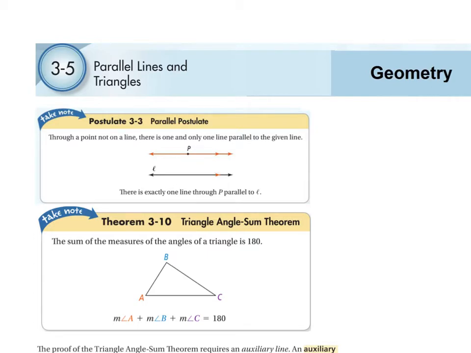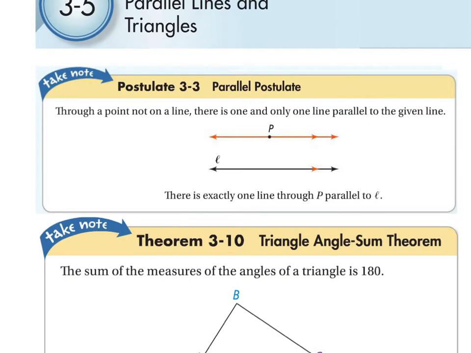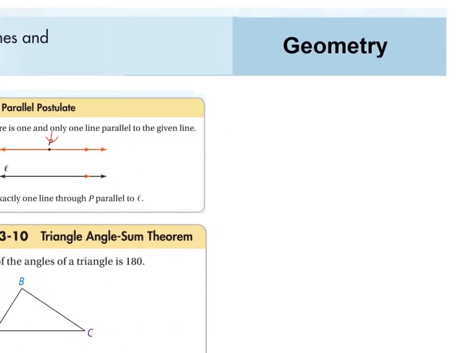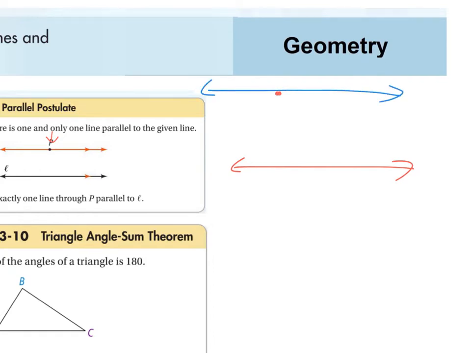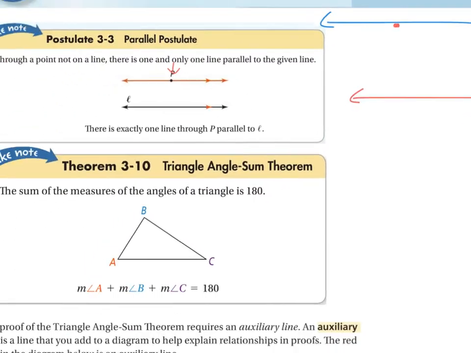So the first postulate, you won't use this a whole lot, but we're just going to go ahead and talk about it. It's through a point not on a line. So if you have a point that's not on a line, like this point right here, P, there is one and only one line parallel to the given line. So let me draw what this looks like. Say you have a line right here, and you have a point right here. There is only one line that is parallel to the other line through that given point. Okay, like I said, it's not one that we usually use.